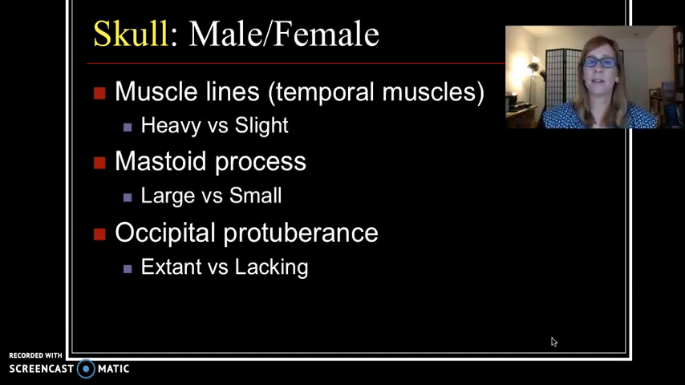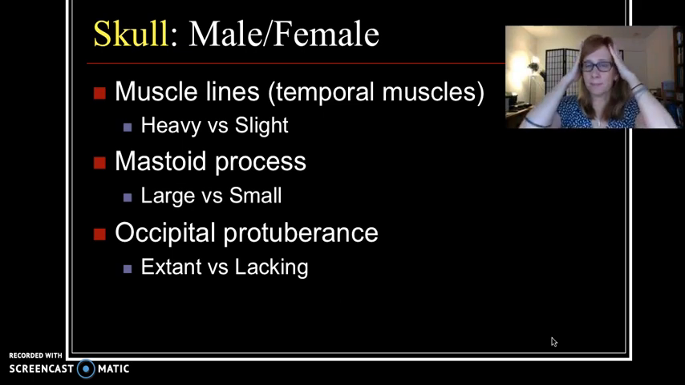Another thing to look at on a skull would be muscle lines. The temporal muscles connect from your jaw, underneath your cheekbones, and then they attach to the sides of your skull right here. So in general, for the skull, men's skulls have more evidence of being larger and muscles being stronger, whereas for the pelvis, everything's larger in females. For the skull, most things are larger in males.